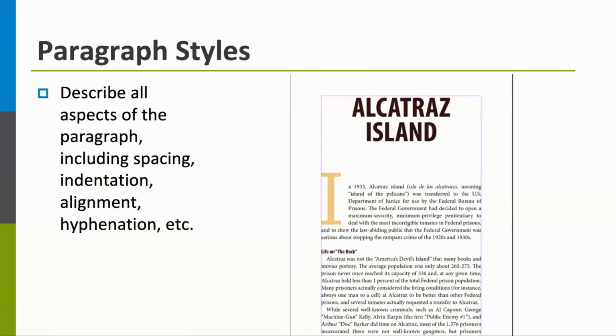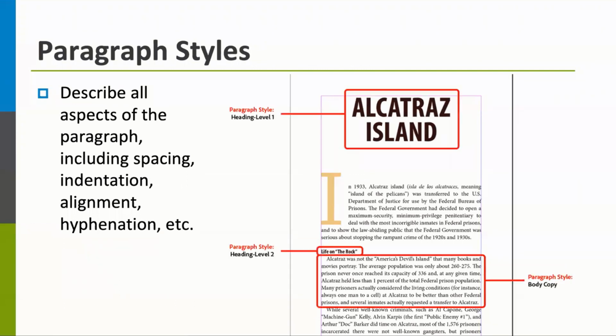So let's take a quick look at styles themselves if you're coming to this relatively new. So a paragraph style describes the formatting of a paragraph, including attributes like the font, the size of the text, the leading, character spacing, etc. They also describe things like indentation, spacing before and after a paragraph, hyphenation, and a lot more. So anything about the paragraph as a whole is part of a paragraph style.